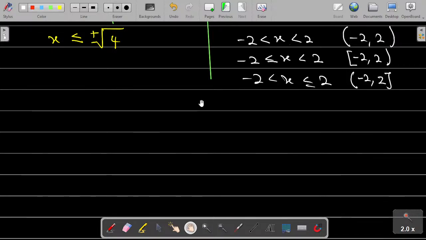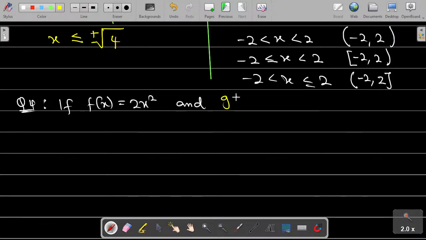Look at the fourth exercise here. It says that if f of x is equal to 2x squared and g of x is equal to 1 all over 3x squared, we should find g composition f of x. Okay, so this is what we are to find.